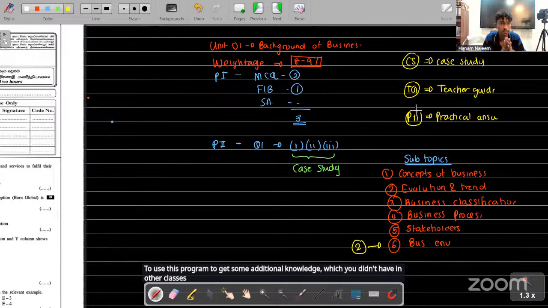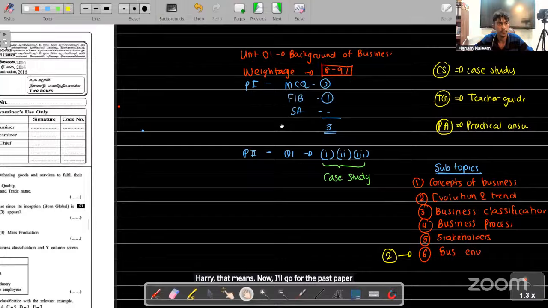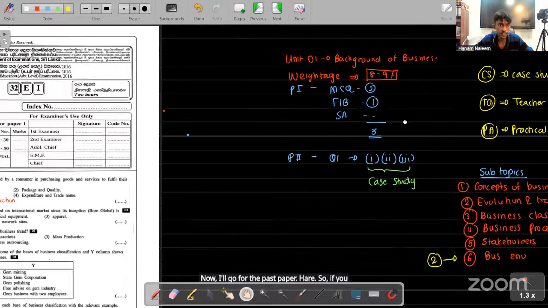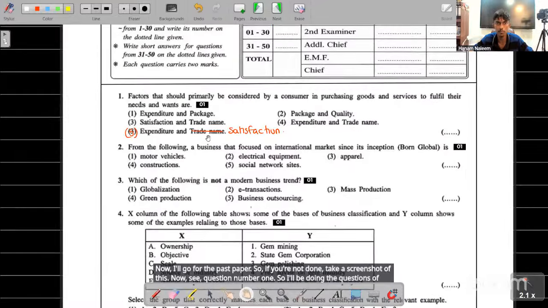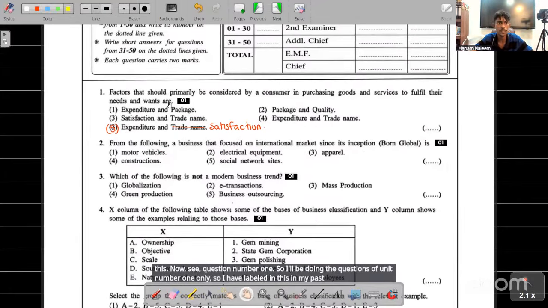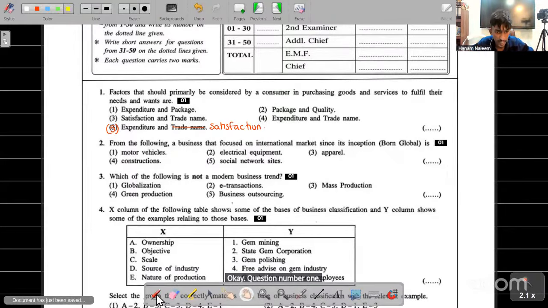Fine. Hurry, done. Now I'll go for the past paper. If you're not done, take a screenshot of this. Now see, question number one. I'll be doing the questions of unit number one only. I have labeled them in my past paper book, so it will be easy for me. Okay, fine. Question number one. You all have to answer me.